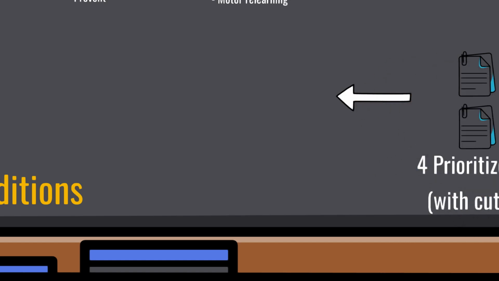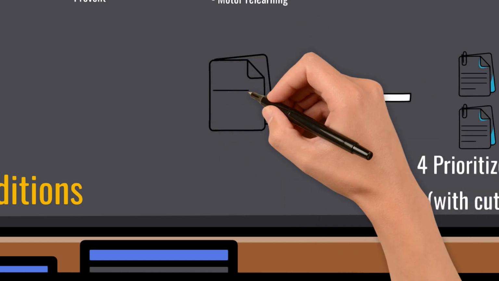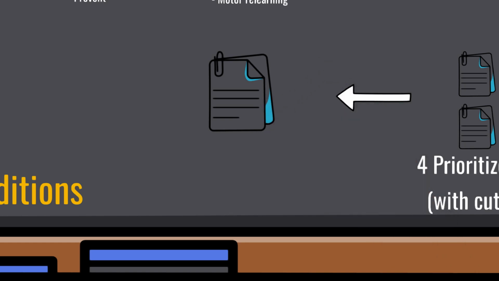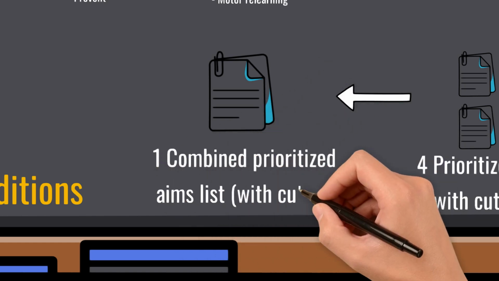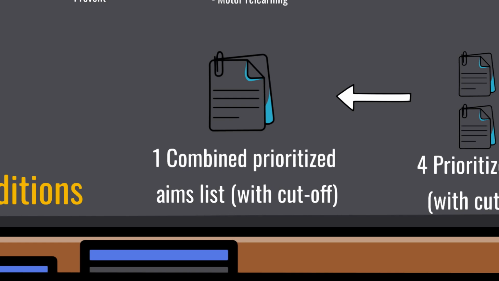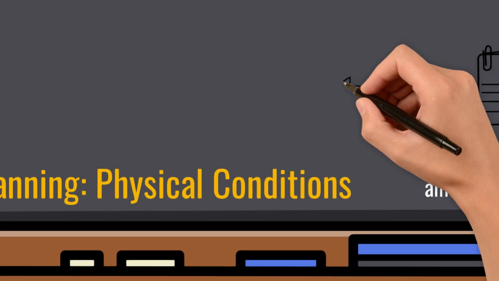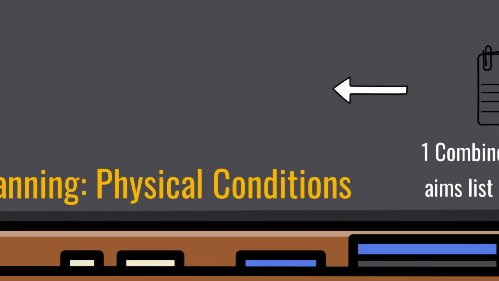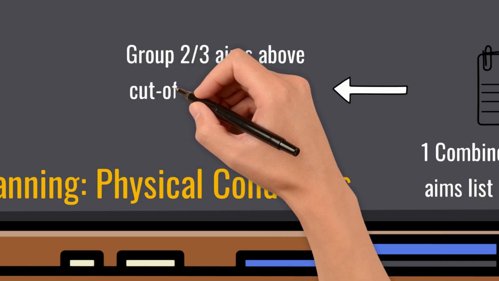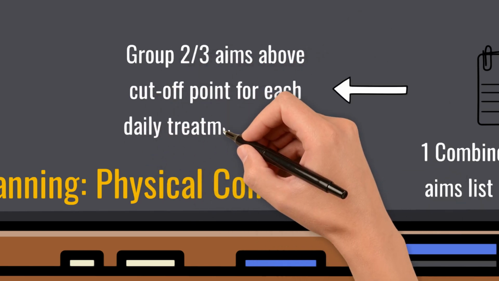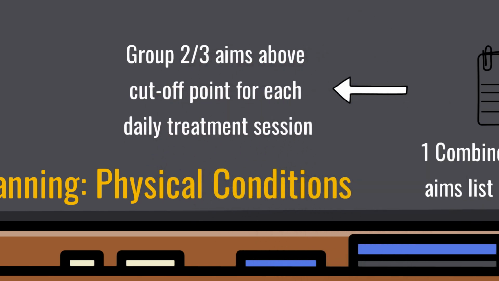Once they have those four lists, they can then combine them into one consolidated, combined, prioritized aims list. This helps the student in their daily treatment planning to just select from the top of the list the aims that they should be working on frequently. As an aim is achieved, they can remove it off the combined prioritized aims list. Each daily treatment plan will have two or three aims that are focused on, and these are selected from the combined prioritized aims list above that cutoff point, to whatever is relevant in order to achieve success in the activity for that session.